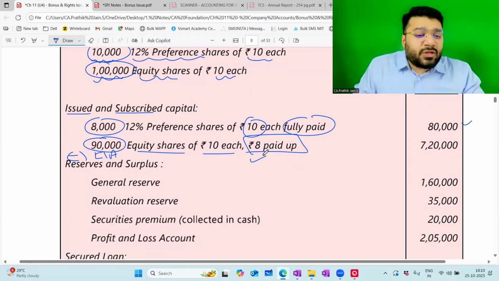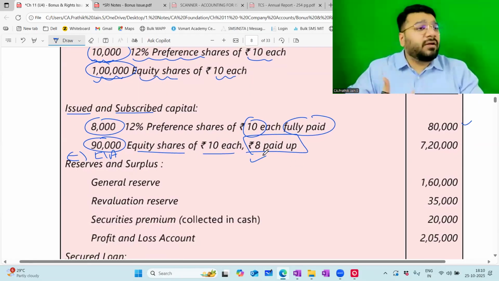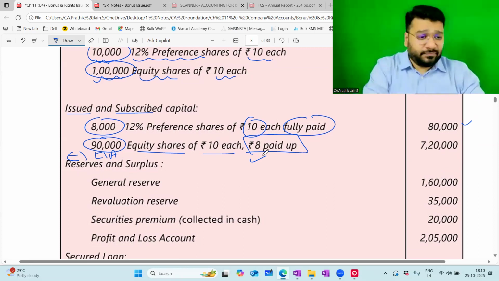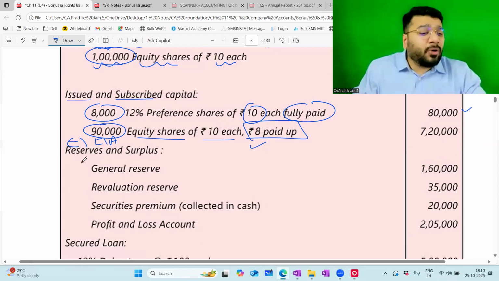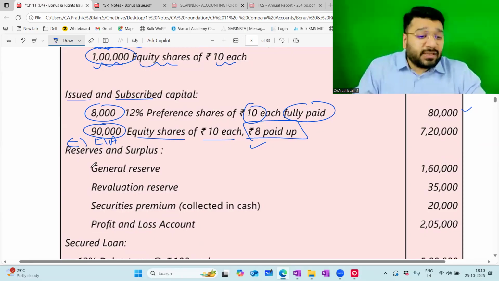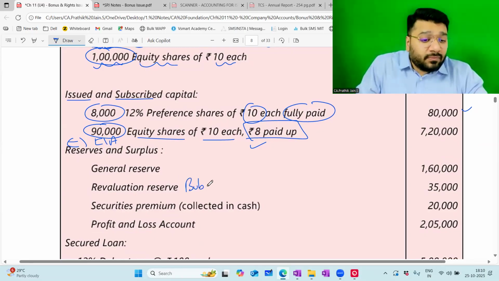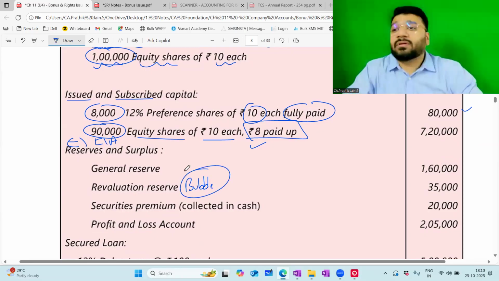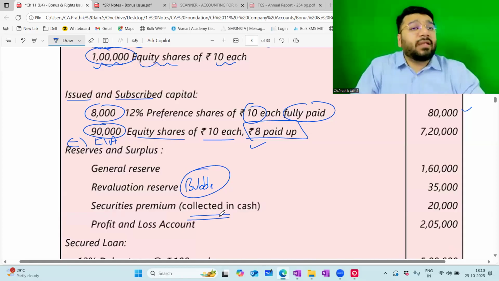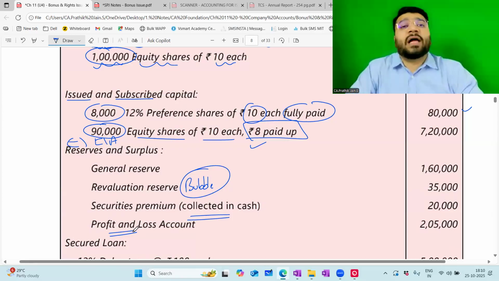Now, when I say 8 is called up and 8 is paid up, what feeling are you getting from this line? These shares are partly paid shares. For partly paid shares, can I issue bonus shares? No. Then they have given the information about reserves and surplus. General reserves 1,60,000. Revaluation reserve 35,000. Securities premium collected in cash 20,000. Profit and loss account 2,05,000. Any problem?